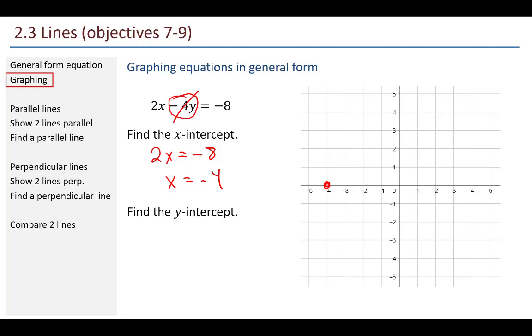I will plot the -4 on the graph. For the y-intercept, I will set x equal to 0, which means -4y equals -8. Divide both sides by -4, and I get y equals +2. Y equals +2, plot that point, and now you can graph the line that goes between those 2 points.